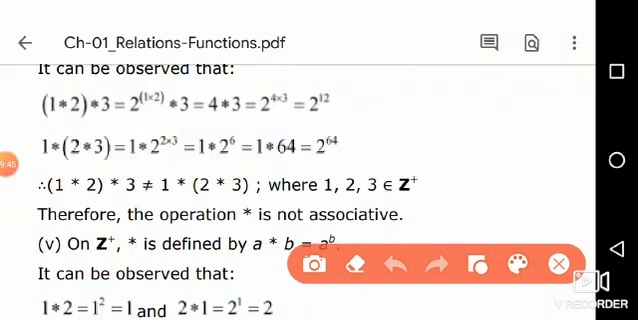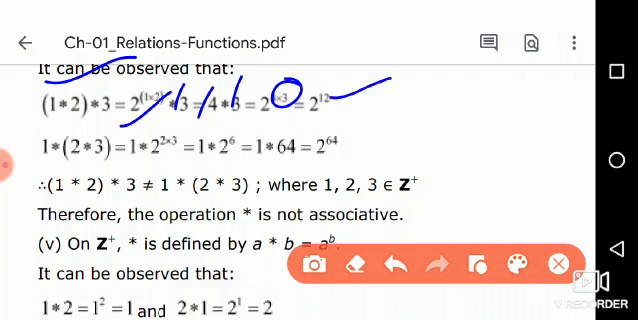Moving to the associative law, it can be observed that (1 star 2) star 3 can be written as 2 to the power first element into second element, star C, that is 3. 2 raised to 1 into 2 can be written as 4 star 3. Again, by the definition, we can write 2 to the power first element into second element, that is 2 raised to 4 into 3, that gives 2 raised to 12.